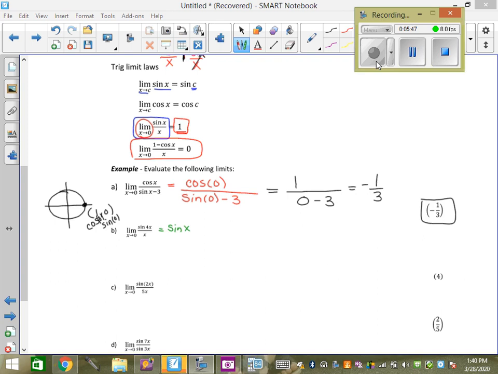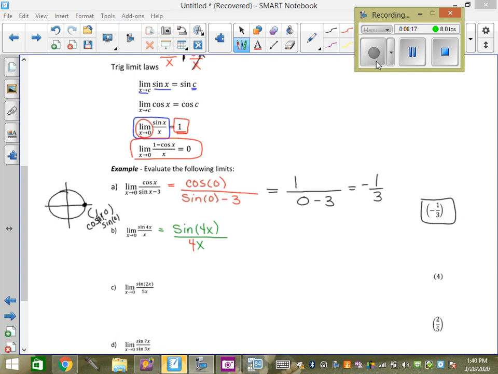But how can I do that? So I need to go sine 4x over x. Now I need this to actually be, if I get sine x over x, I get 1. If I get sine 4x over 4x, I get 1. So I need this to be a 4x, and that'll become a 1.